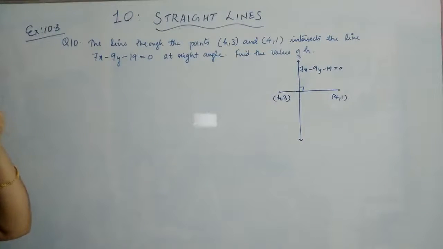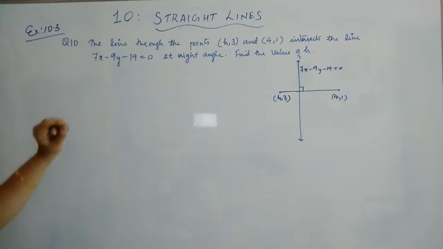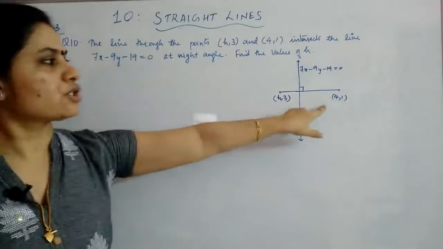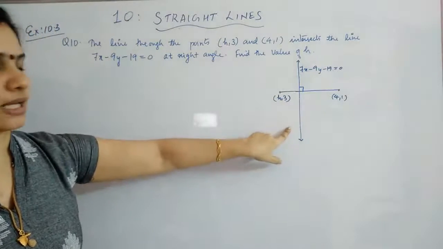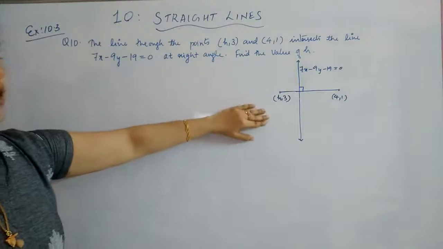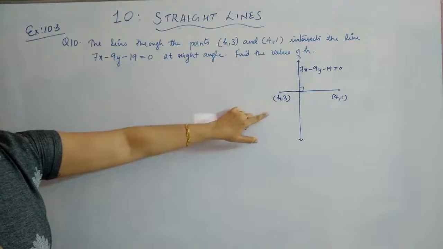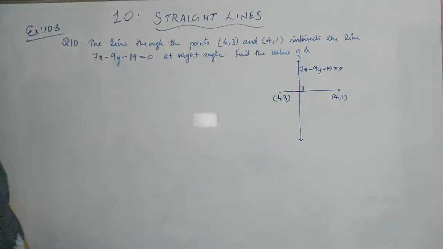Question number 10 is, the line through the points (h, 3) and (4, 1) intersects the line 7x minus 9y minus 19 equal to 0 at right angle. Find the value of h. So what they have given, the line through these two points and the second line both intersect at right angles. That means we can use the concept of the product of the slopes of these two lines. First we have to find out the slope of these two lines, take the product and equate that to minus 1. That is m1 m2 equal to minus 1 can be used here.